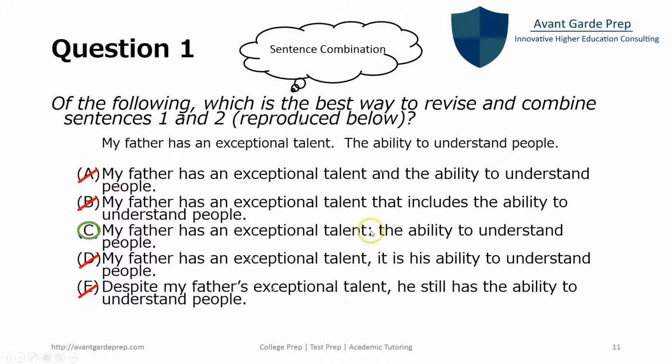Using the colon, we now fix the problem. We combine the sentences because sentence 2 is technically a fragment, and we also are conveying the thought of the passage, which is this is his talent, the ability to understand people.